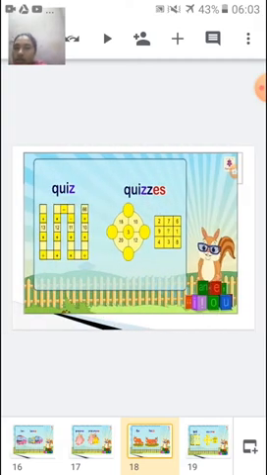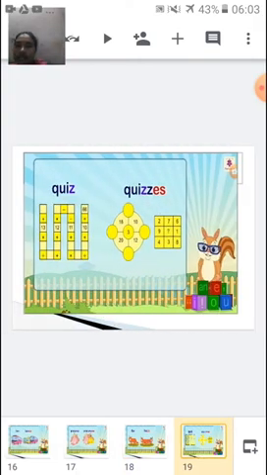Okay, so finally we have quizzes. As I told you, words ending with Z will also have ES as a plural indication. So quiz will become quizzes.